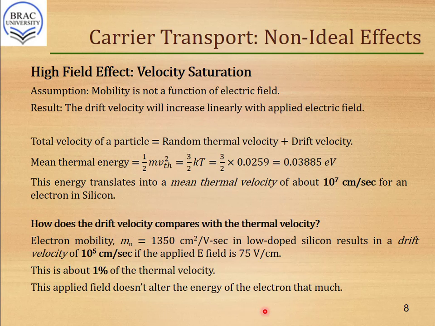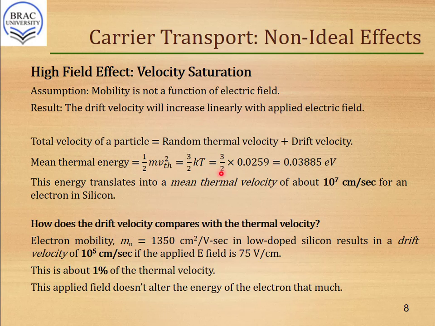And the random thermal velocity results in thermal energy. We can determine the thermal energy from this equation, half mv square. You already know the formula of this kinetic energy, half mv square, where Vth means the thermal velocity we are referring here. So half m Vth square is equal to 3 by 2 kT. K is the Boltzmann constant, and temperature is 300 Kelvin if you assume the room temperature to be 300 Kelvin.